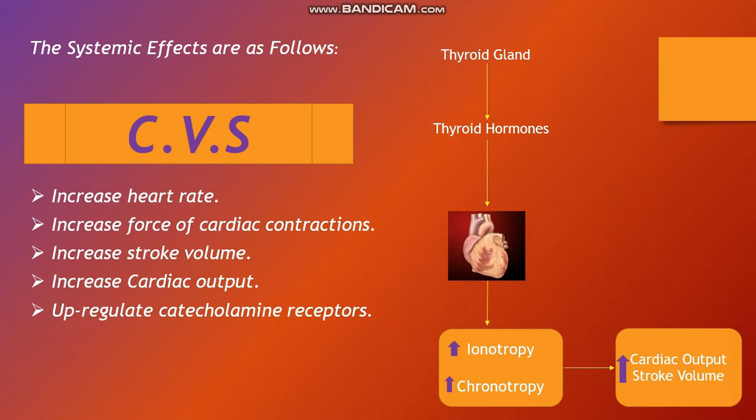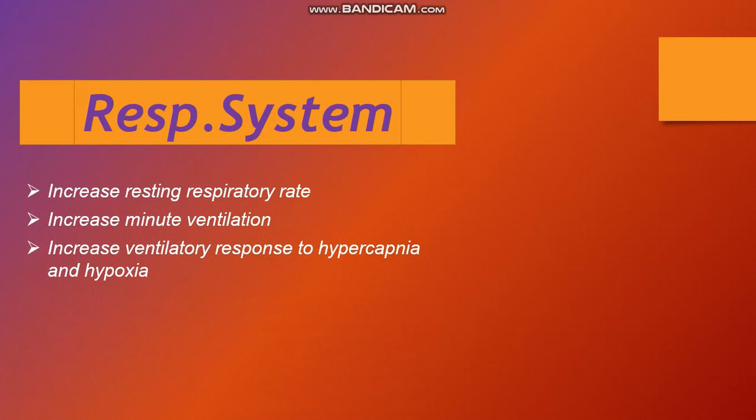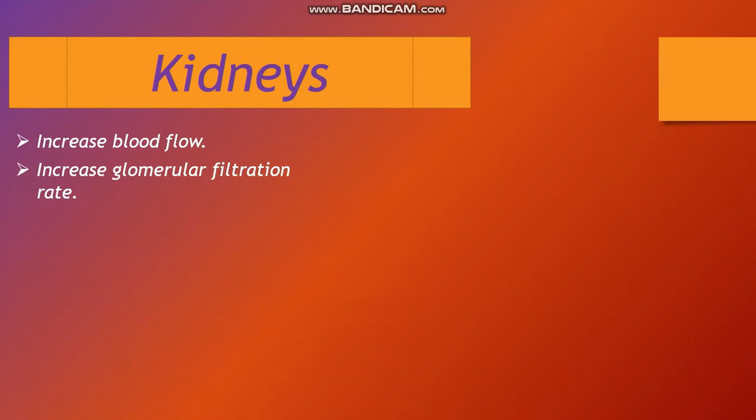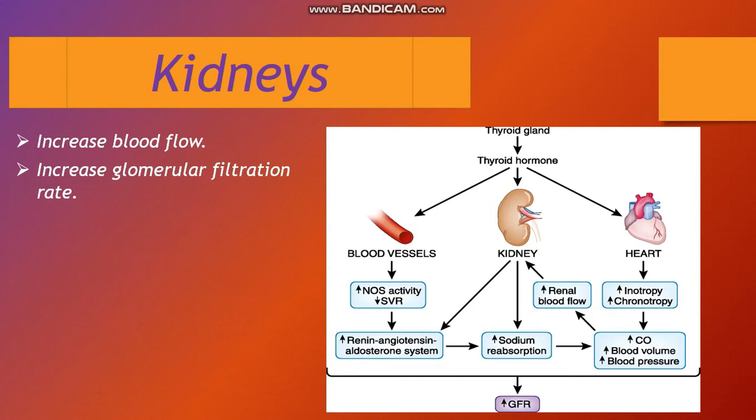Respiratory system: increased resting respiratory rate, increased minute ventilation, increased ventilatory response to hypercapnia and hypoxia. While kidneys, you're looking here, increased blood flow, increased glomerular filtration rate. Thyroid hormone acts on the heart, inotropy, chronotropy, increasing cardiac output, blood volume, blood pressure. And if all is increased, then renal blood flow is increased, then sodium reabsorption is increased, GFR is increased, and thyroid hormone causes the blood vessels to increase nitric oxide activity and the renin angiotensin mechanism. Increased blood flow, increased glomerular filtration rate, nitric oxide, which is a vasodilator, and systemic vascular resistance.